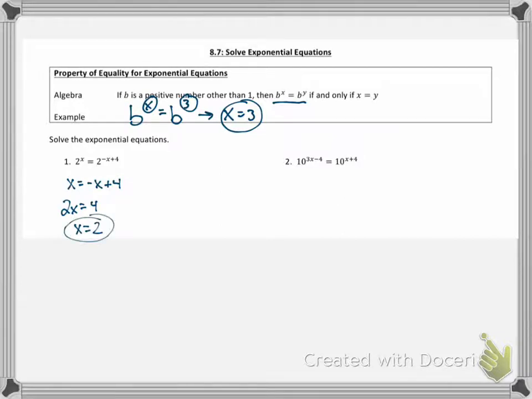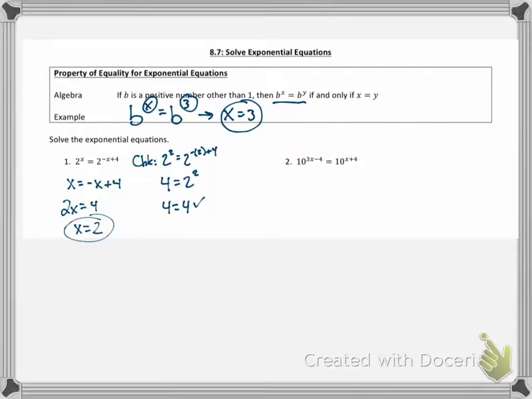Ultimately, I can do a quick check. So on the left side, I can plug in the 2. On the right side, I can plug in the 2. 2 squared is 4. 2 to the negative 2 plus 4, that ends up being 2 squared. 4 equals 4. And that all checks out. So not very complex math, especially when the bases are the same. If the bases are the same, set the exponents equal to each other and go solve for the x value.